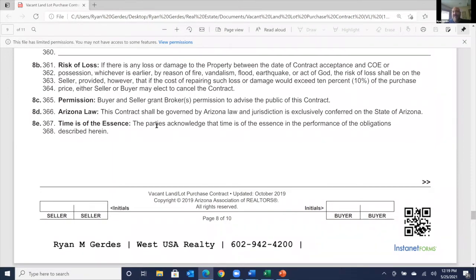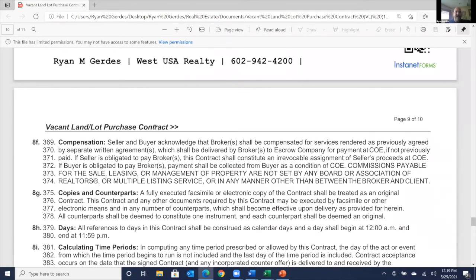Time is of the essence means that if you say you're going to do something, do it right away. Compensation, more often than not, the compensation for the seller, the title company, the insurance company, the brokers, and so forth, will be monetary compensation. The seller's compensation, the buyer's compensation will be the real estate itself.